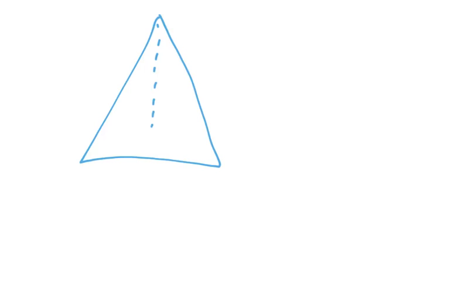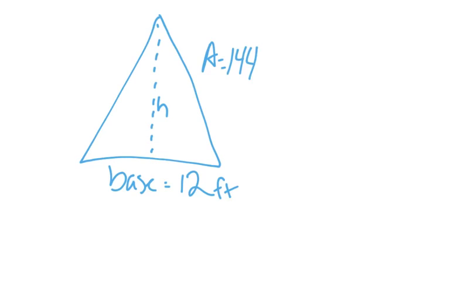If you have a triangle, that gives you some information. Let's say my area equals 144 feet squared. You can use algebra to find that missing height.